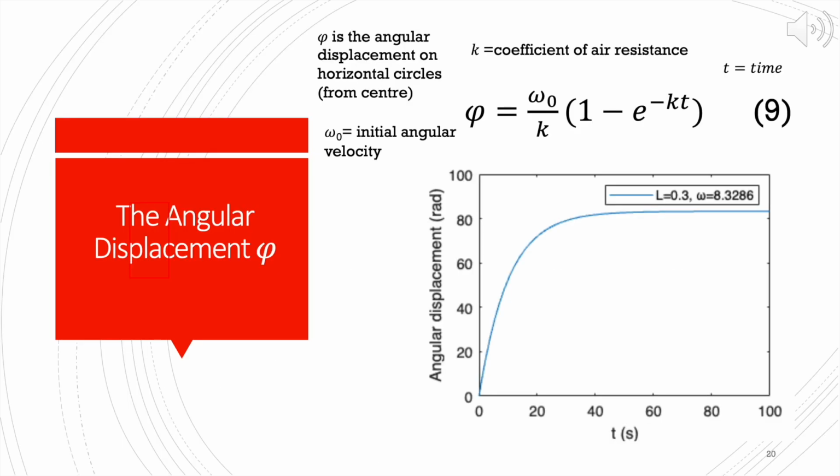The graph below is an example relationship between time and displacement. As time increases, angular displacement increases exponentially, meaning that the angular velocity is not 0. We can also see that at around 60 seconds, angular displacement stops increasing, meaning that the pendulum stops moving in a horizontal circle.